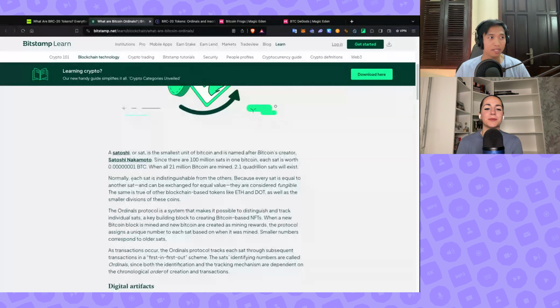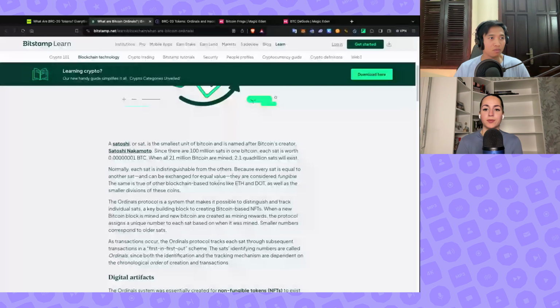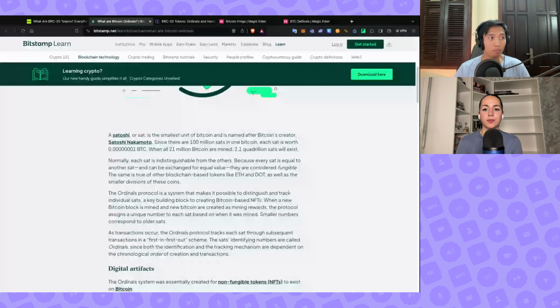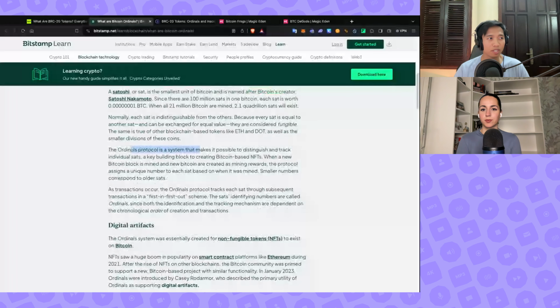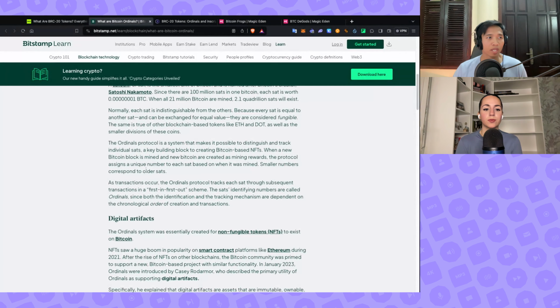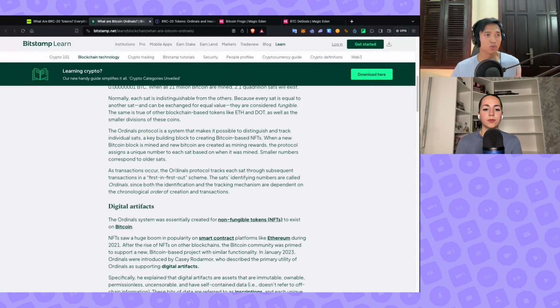So each Satoshi is basically indistinguishable, which means it is a fungible token. But the ordinal protocol is a system that makes it possible to distinguish and track individual Satoshis. You can think of it like a tracking number for your package, or multiple packages in this case. The ordinal protocol tracks Satoshis through subsequent transactions in first-in, first-out order. These identifying numbers are called ordinals, because both the identification and tracking mechanism depend on the chronological order of the creation transaction.